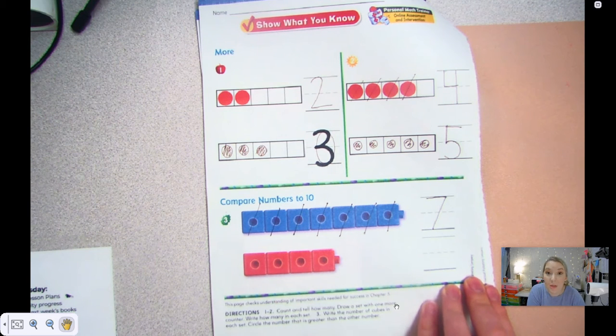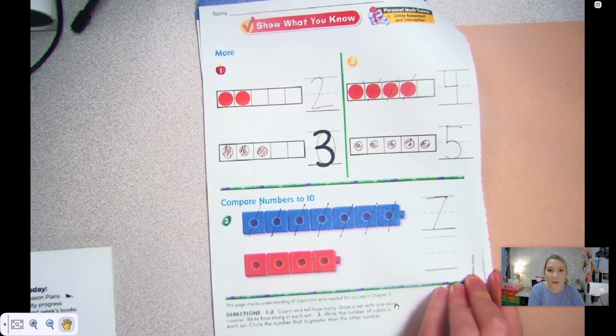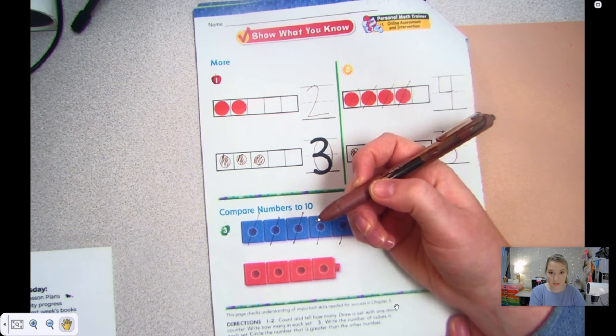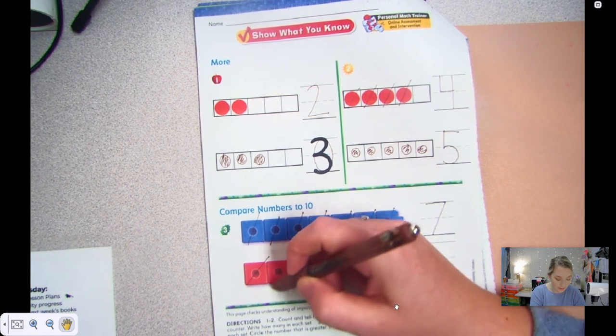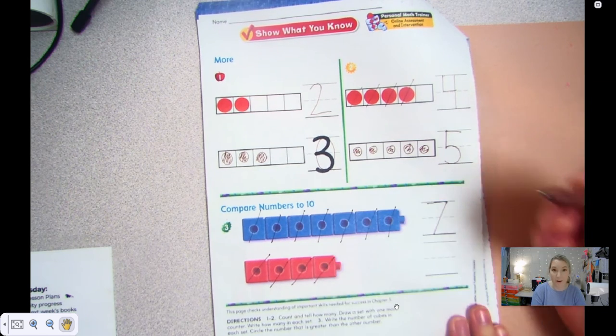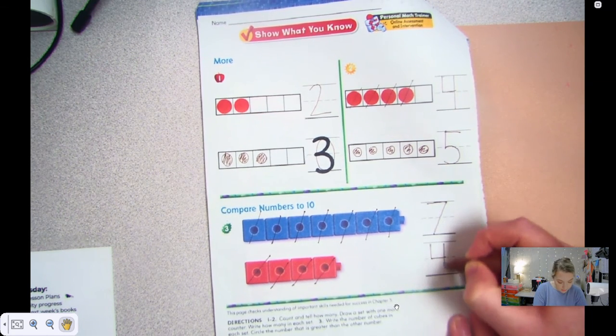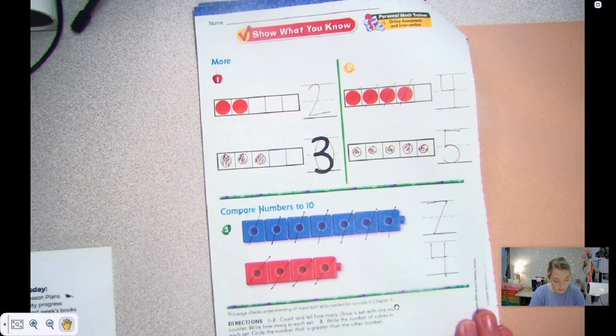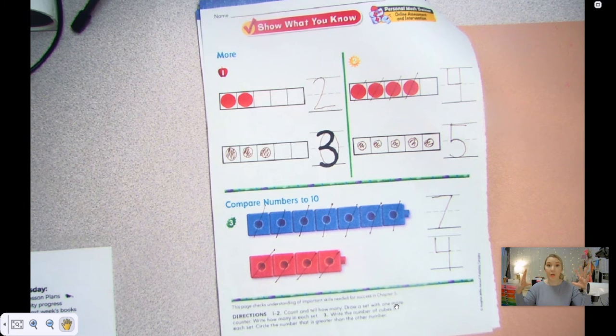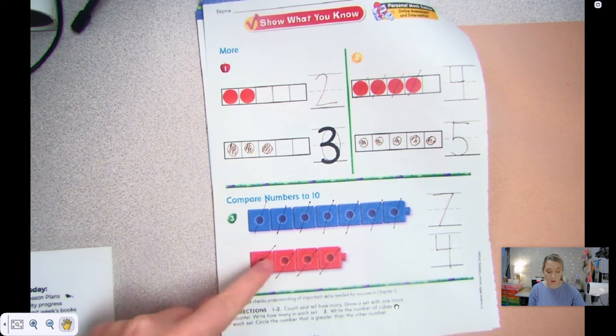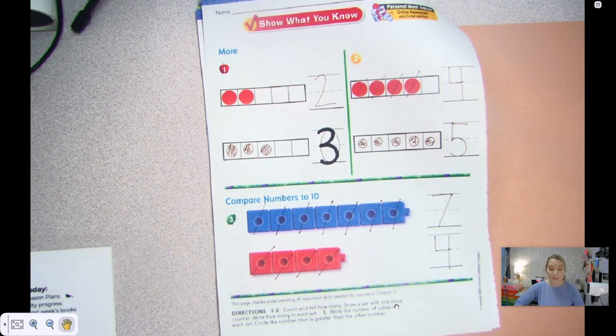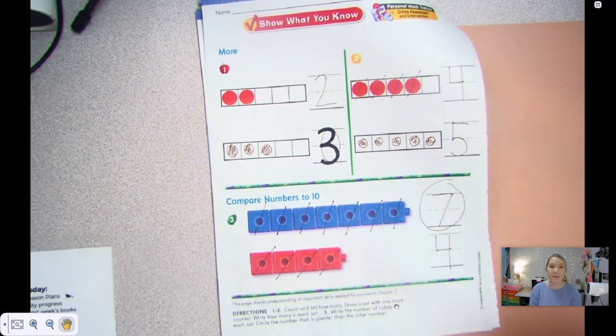Okay, now I want you to pause the video again and count and tell how many red cubes you have. Go ahead. Okay, are you ready? I'm going to count. I hope you've done it already. 1, 2, 3, 4. I've got 4 counters. Now we're going to circle the number that is greater than the other number. So remember, greater means bigger. Greater is taller. Greater is longer. Greater is more. Okay, which one has more? 7 or 4? 7. 7 is more than 4.